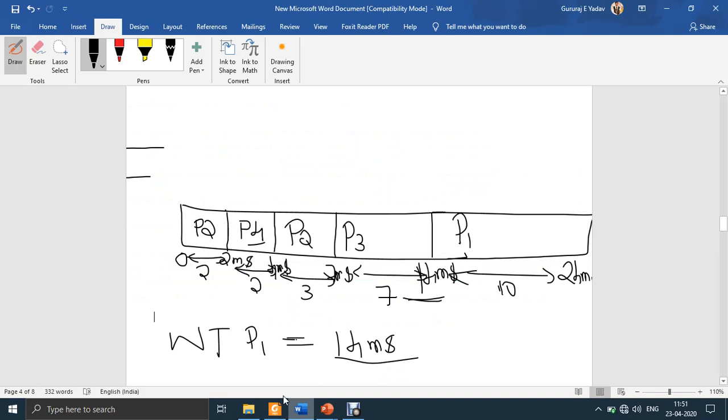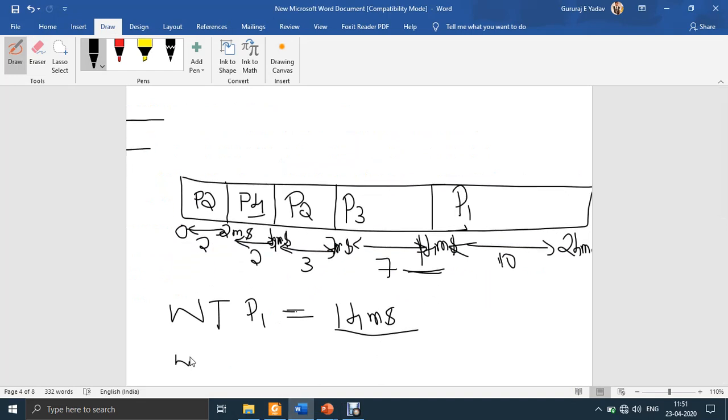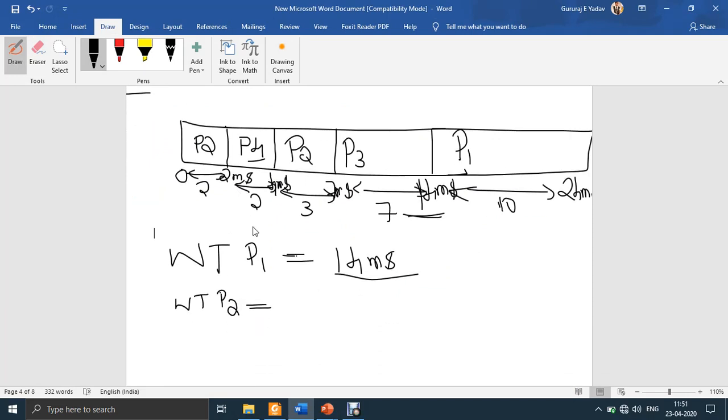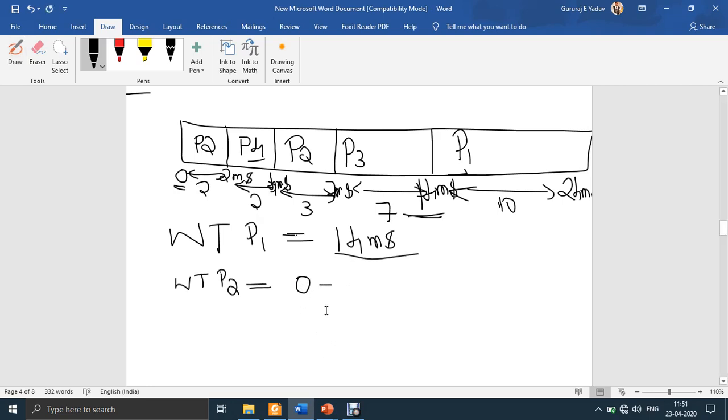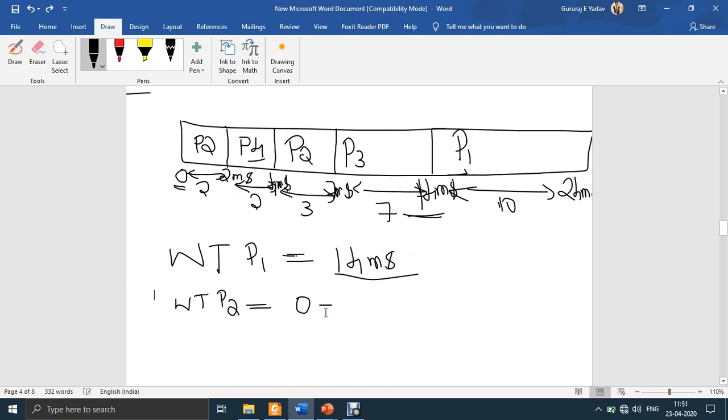So now, what about the waiting time of P2? This will be interesting. What is the waiting time for P2? When P2 got the chance to execute, it initially got the chance at 0 itself. You can see this order. It got the chance to execute at 0 itself. So that means it has not waited at all.